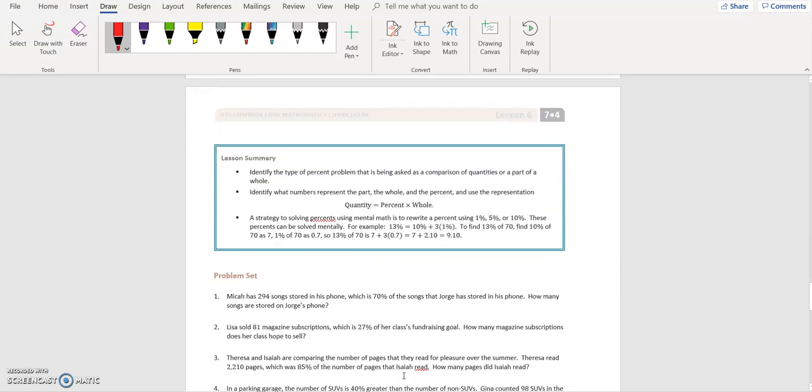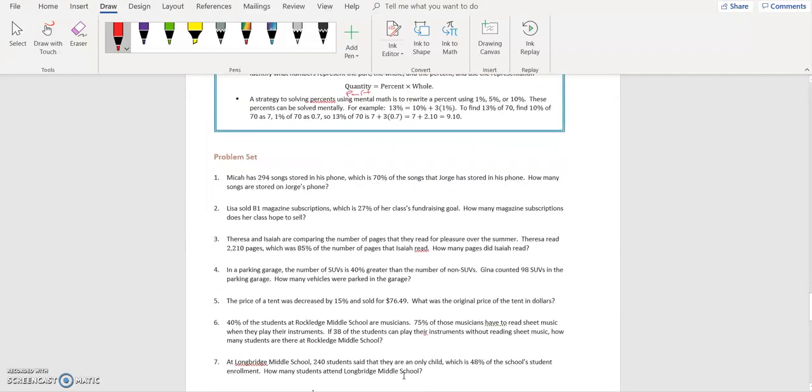Okay, the lesson summary: identify the type of percent problem that is being asked, as a comparison of quantities or a part of a whole. So we're identifying our part, percent, and whole. Identify what numbers represent those things. And remember we said our quantity is the same thing as saying our part. And then a strategy to solving percents using mental math is to rewrite the percent as 1%, 5%, or 10% so that they could be solved mentally.